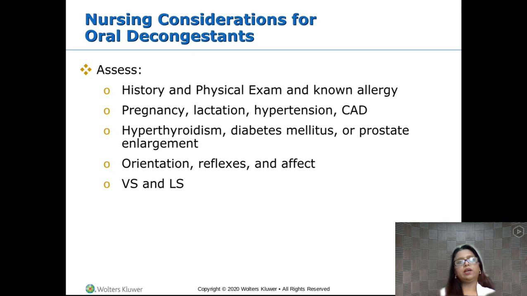Assess. What do you check? You always check for history, physical, allergies, pregnancy, lactation, hypertension, CAD, hyperthyroidism, diabetes mellitus, prostate enlargement, orientation, reflexes, affect, vital signs, and any lung conditions.